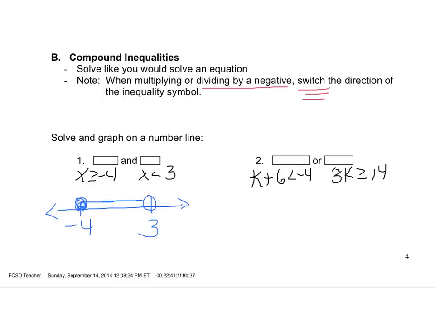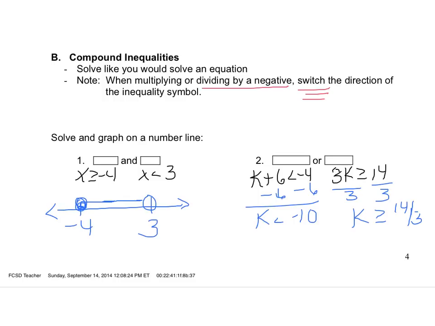But before I can actually put anything on the number line, I have to solve each. It's not like number 1 where they were solved for me. I actually have to get k by itself. So we have 2 inequalities to solve, so let's solve the left one first. We're going to subtract 6 on both sides, and we're going to get k is less than negative 10. For the one on the right, we're going to divide each side by 3. K is greater than or equal to, we're going to leave that as 14/3.